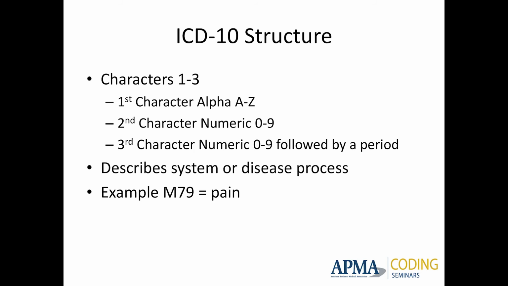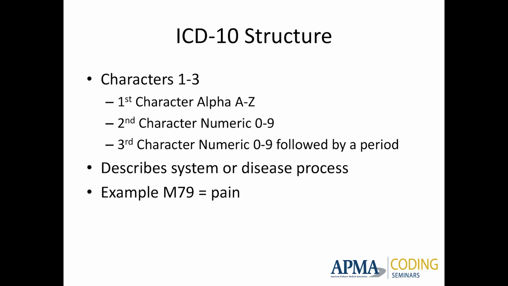We won't go through specific codes, but we'll talk about how the structure is and help you understand how detailed you have to be. On the structure, the first 3 characters describe the body system, what you're looking at. So the first character is always going to be a letter, A through Z. Second character is always going to be a number. Third character is always going to be a number. Then there's a period.